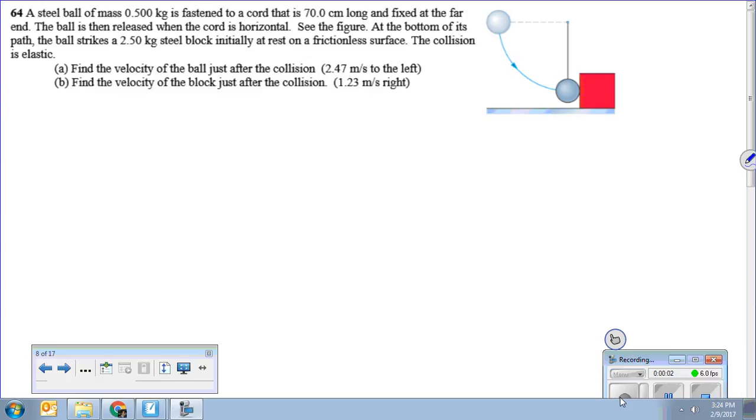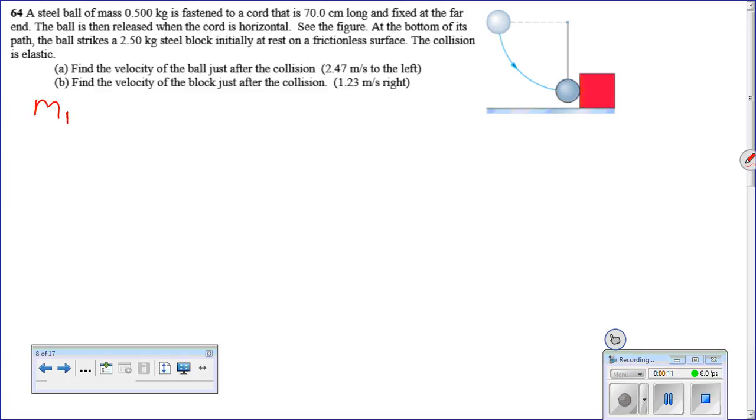All right, here we go. This is problem 64 from chapter 9 of the Halliday and Resnick book. So we've got a steel ball. We know that the mass of the ball is 0.5 kilograms. It's fastened to a cord that is 70 centimeters long.